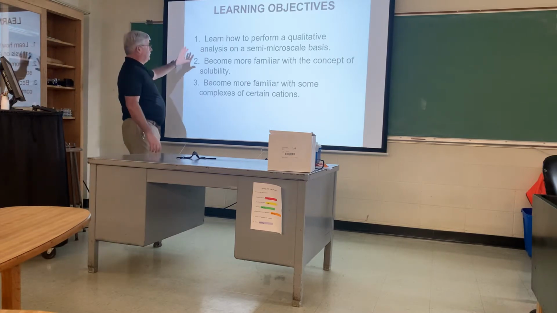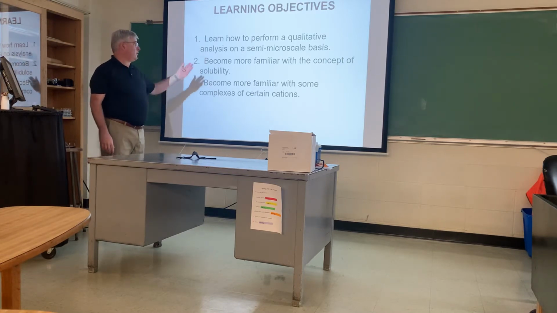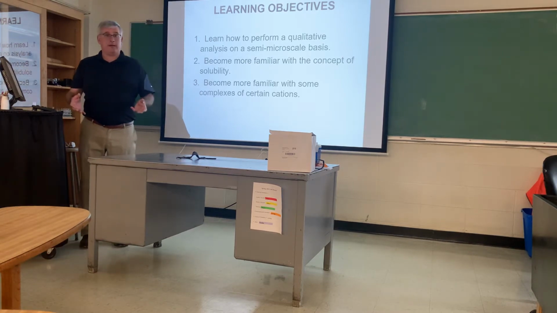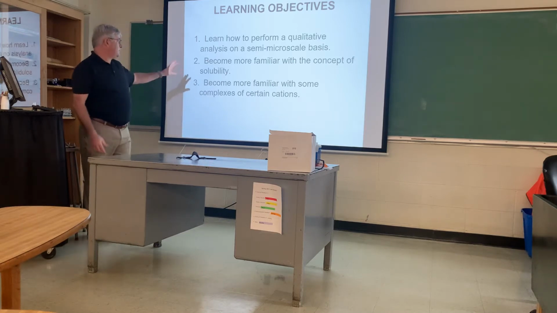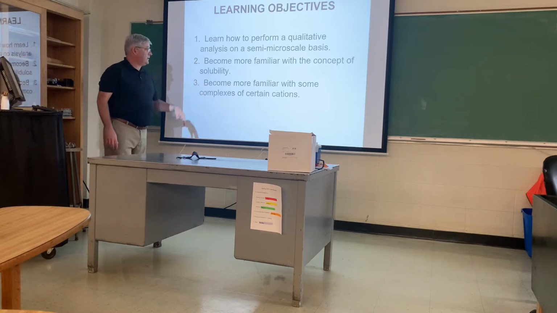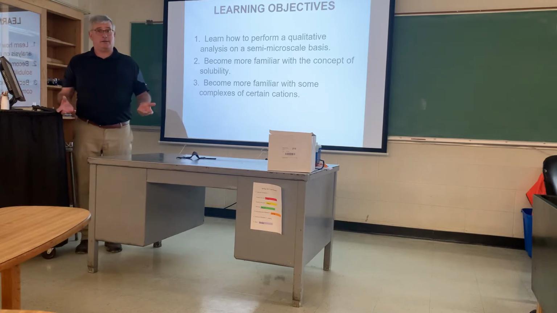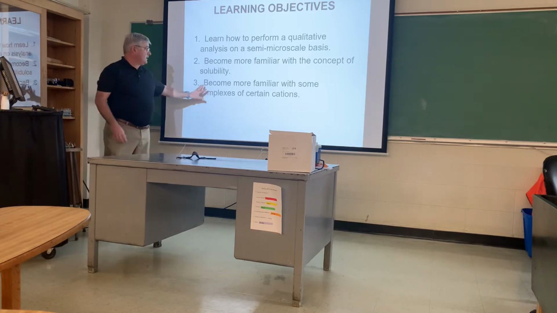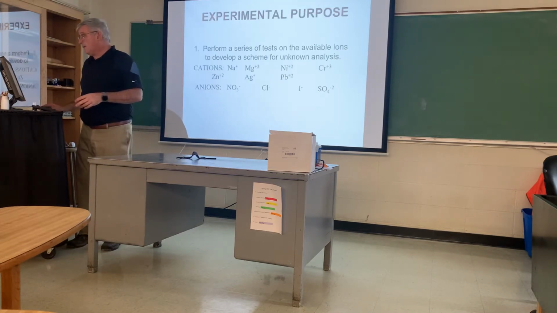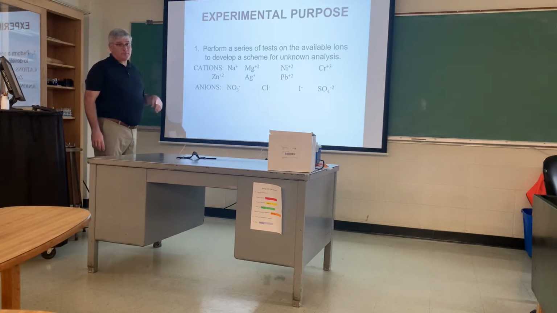And so we're going to learn how to perform qualitative analysis on a semi-micro scale basis, so small quantities of materials. It's also going to help bring back rules from chapter 5, the solubility rules. And so we'll use solubility to perform our analysis. And then we'll also learn about some things that form in wet chemistry called complexes. We've discussed them in a number of labs, and they form with certain cations but don't form with other ones. And so it'll allow us to do a separation of ions with wet chemistry.